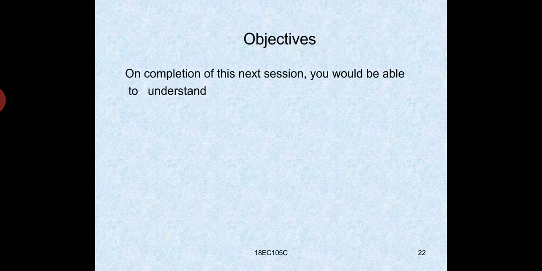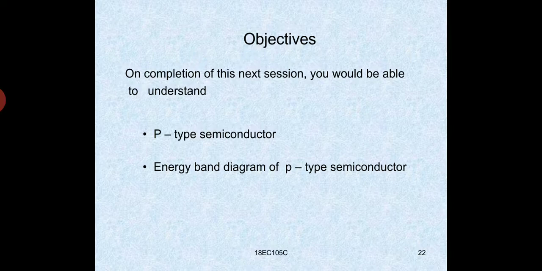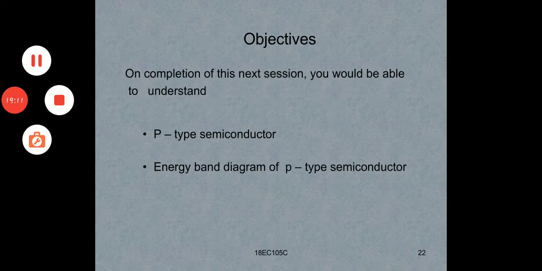Okay. Now let us continue with another session. So here we will be looking into the p type of materials. The main objective here is this p type material. On the completion of this session, you will be able to understand the p type semiconductor materials and the energy band diagrams for the p type of semiconductor that is thus generated in the process.